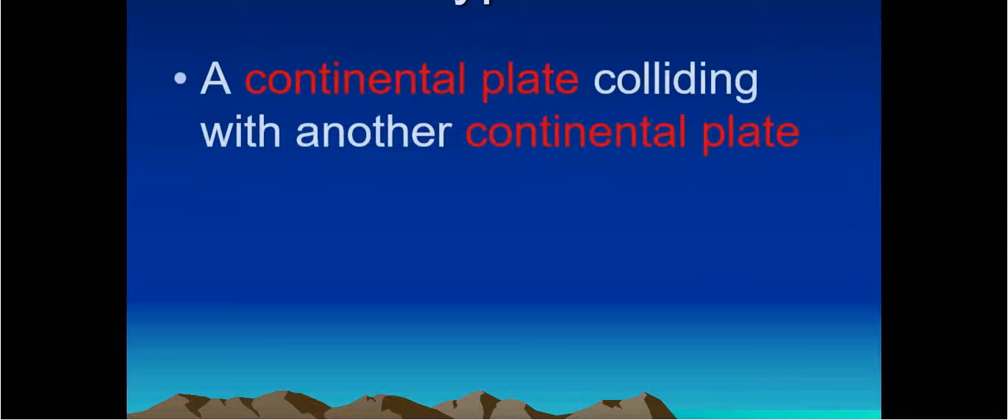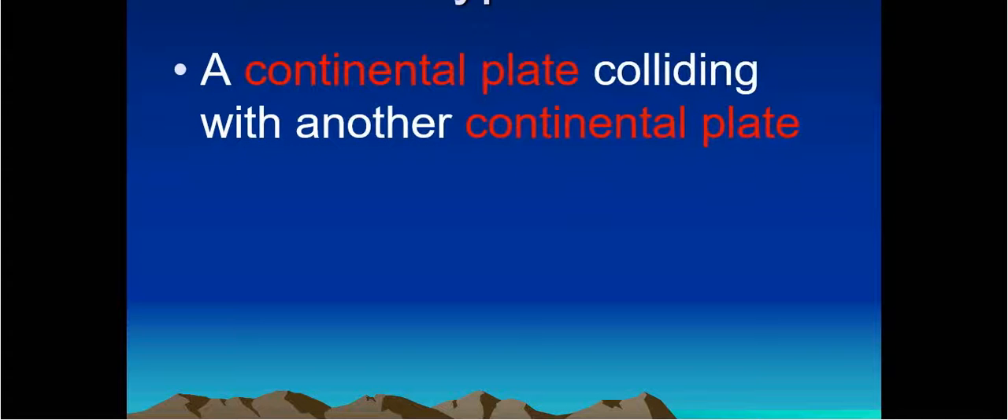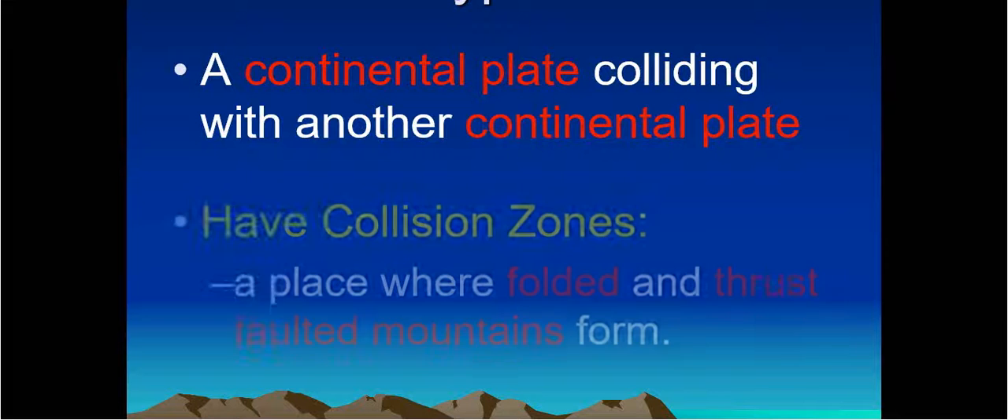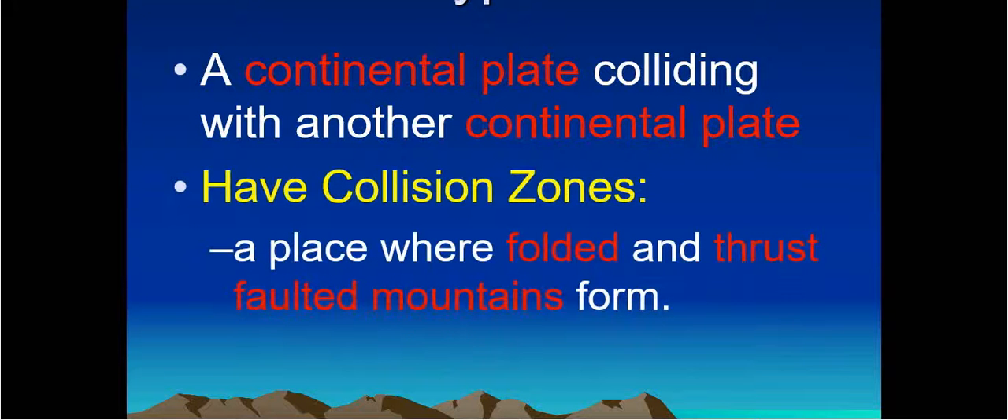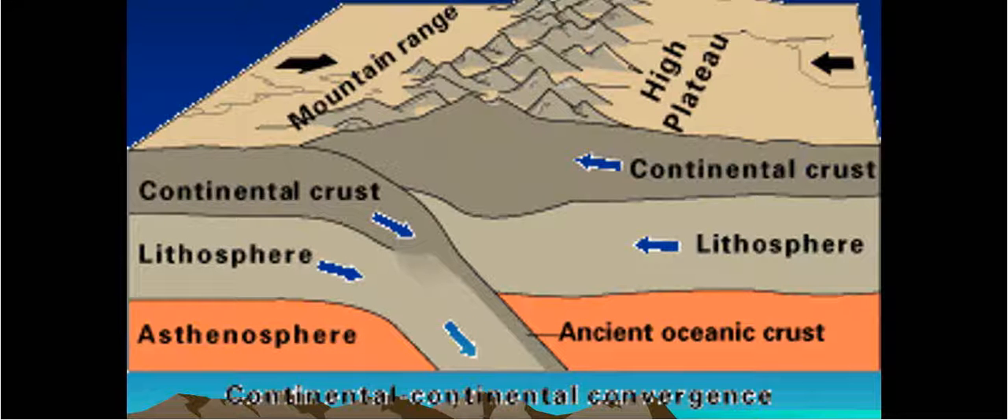The third type of plate boundary is one in which a continental plate collides with another continental plate, and they form a collision zone. Folded or thrust fault mountains are formed. We know that the Himalaya and Karakoram ranges of mountains are formed by the collision of two continental plates, and such types of mountains are known as folded or fault mountains.